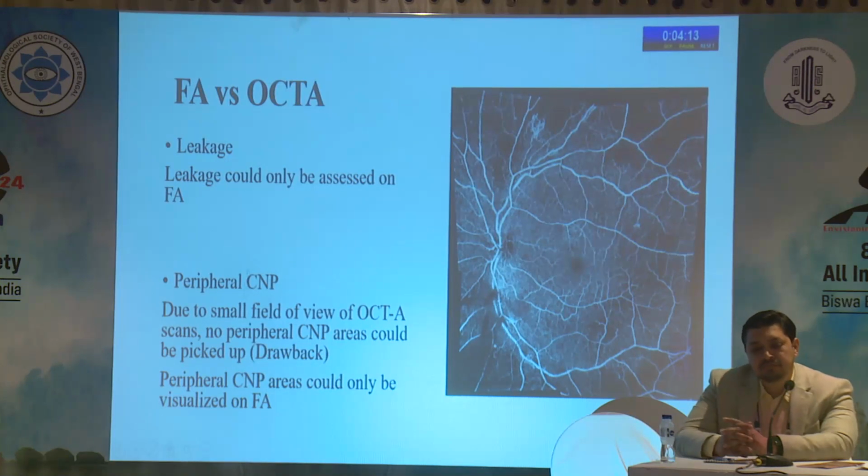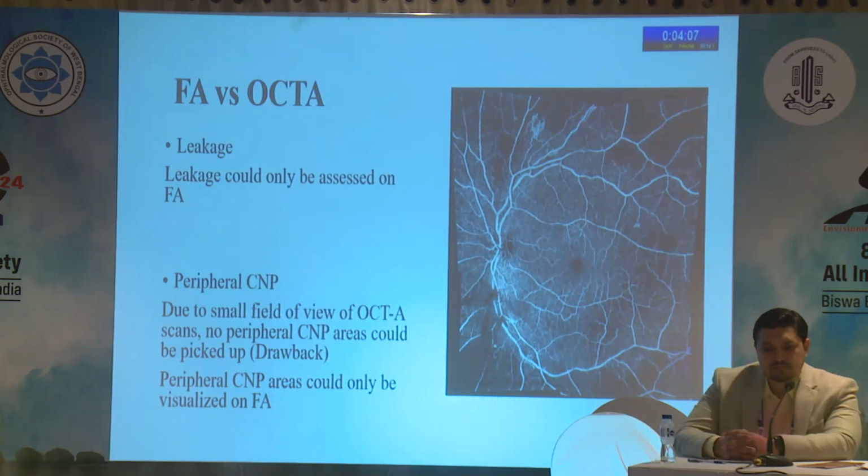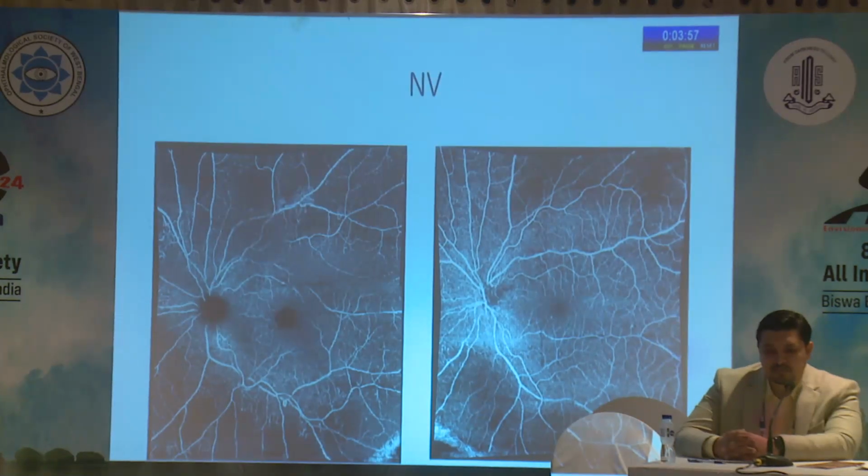Peripheral CNPs again can be detected provided you have a wide field OCTA, but in today's scenario at least, we do not have good machines which can provide a single click larger field OCTA. Neovascularization, if large, can be very well picked up, but again you do not get the kind of contrast you get in FFA, especially with the currently available machines.